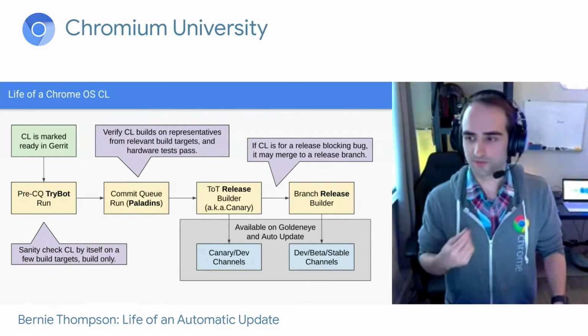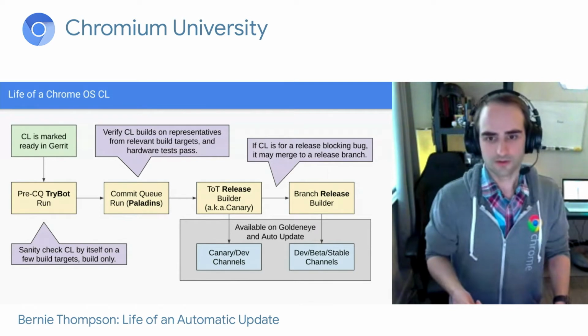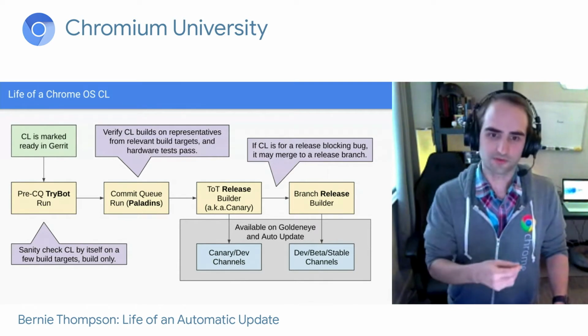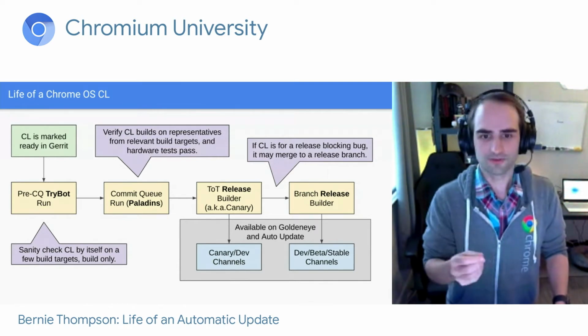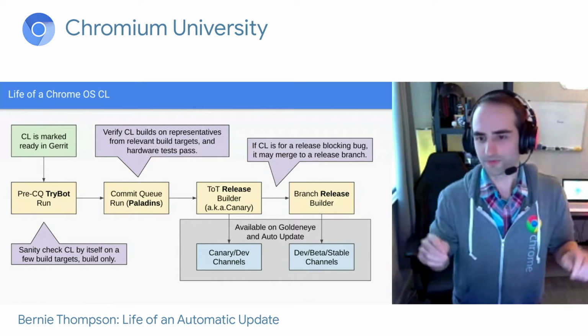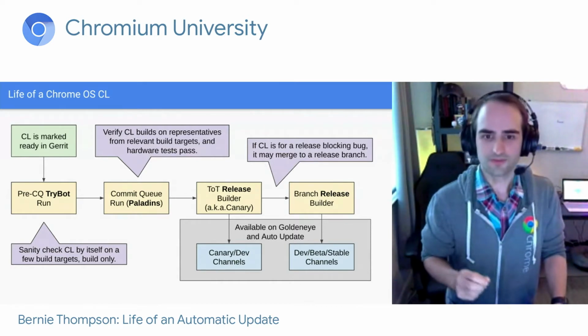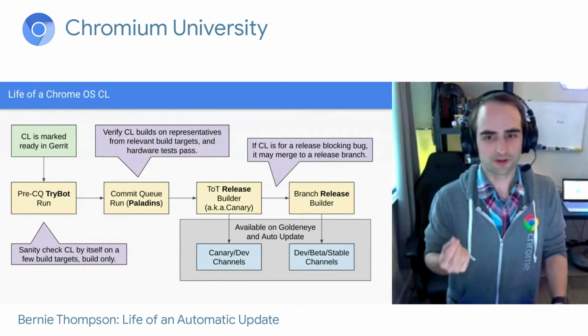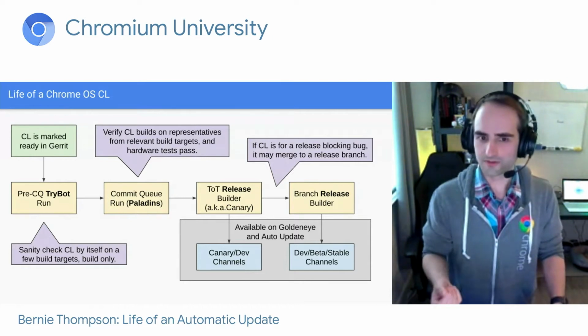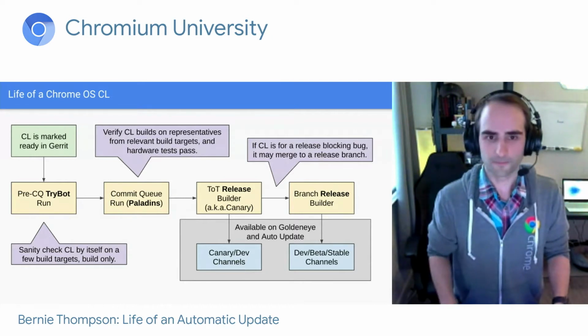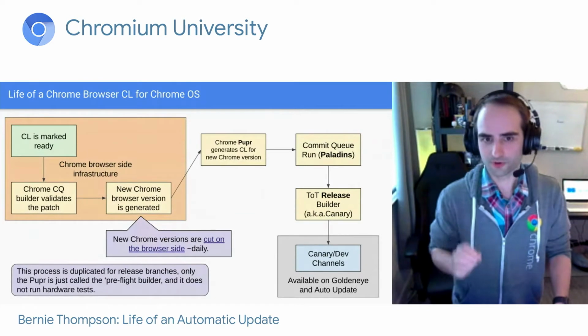If the change is worthy of bringing into a release branch, it can also be merged there as well, where the same basic process is followed, enabling the CL to be available faster to users than just landing in TOT, or tip of tree, as we call it. We'll discuss branches and merges in detail a bit later in the presentation as well. So that's just a normal Chrome OS CL.